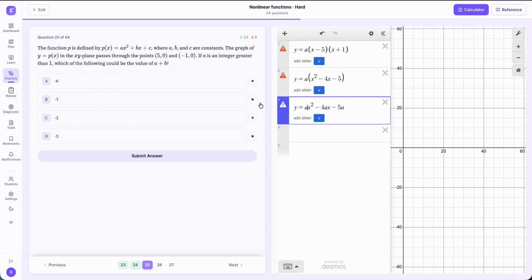Now you can identify your a, b, c. We only really care about a and b. So a is a, and then b is negative 4a, right? So if I do a plus b, a plus b is going to equal negative 3a, right?